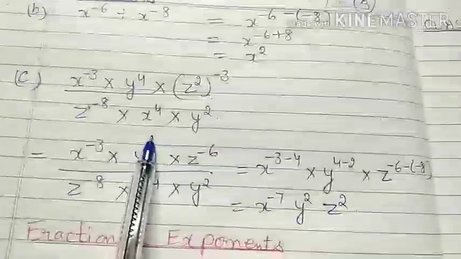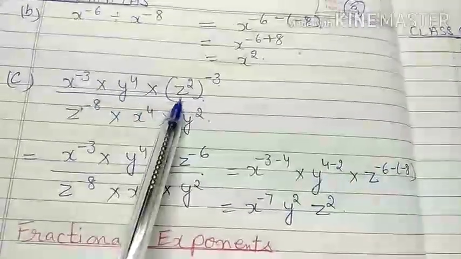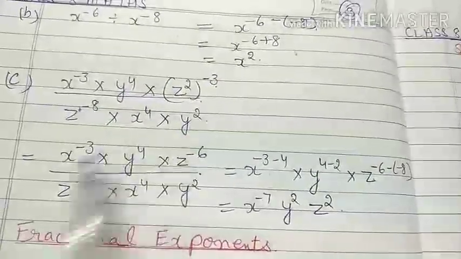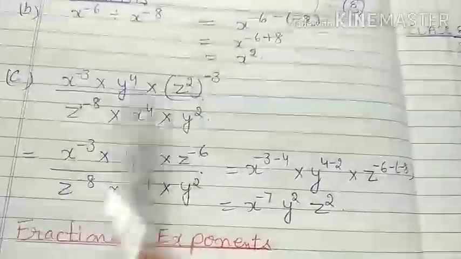Next is another question: x raised to power minus 3 into y raised to power 4, all raised to power minus 3, over x raised to power minus 8 into y square. First we solve the bracket, because the bracket is there between the two powers.